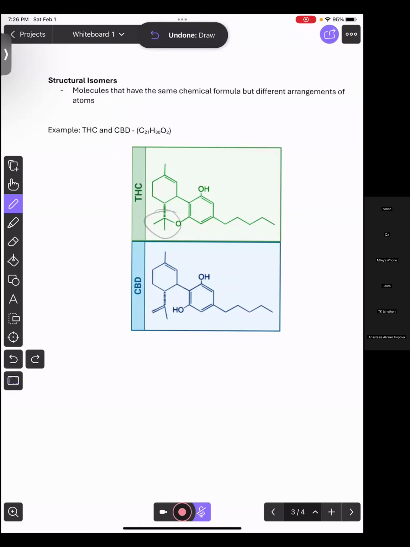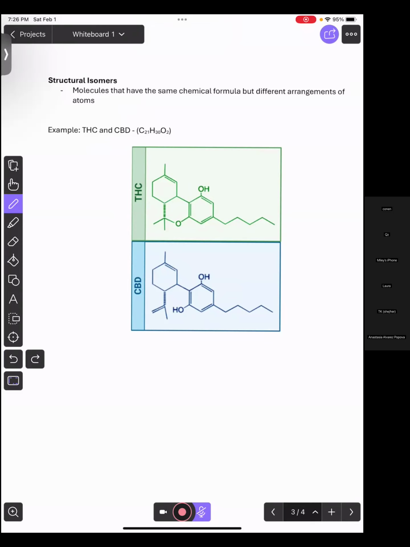And so I wrote the definition for you here. Structural isomers are molecules that have the same chemical formula, but different arrangements of atoms. Okay, so now I want you to draw for me a molecule. I'm going to give you a formula. We're going to start practicing.